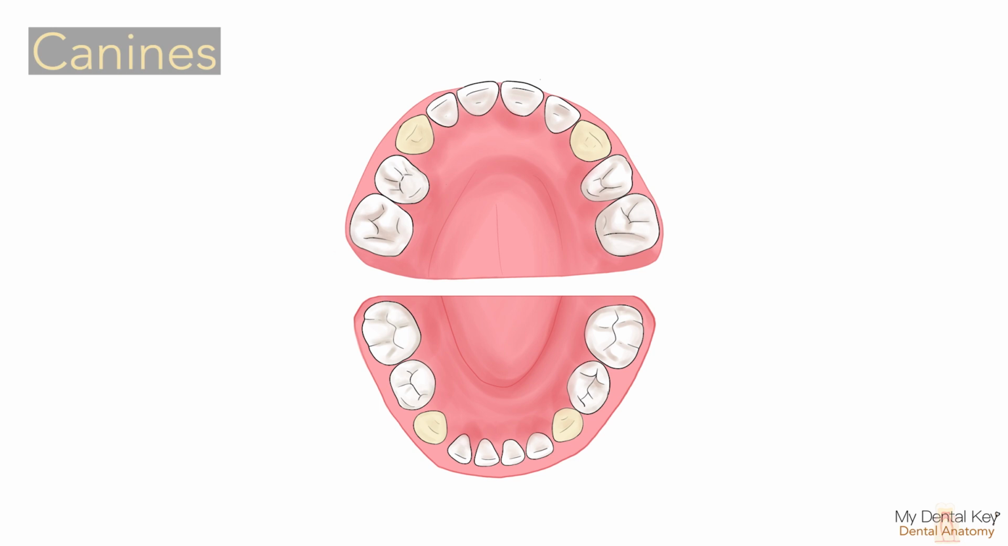Moving on to the canines. We have 4 total canines: C and H in the maxillary arch, and M and R in the mandibular arch.